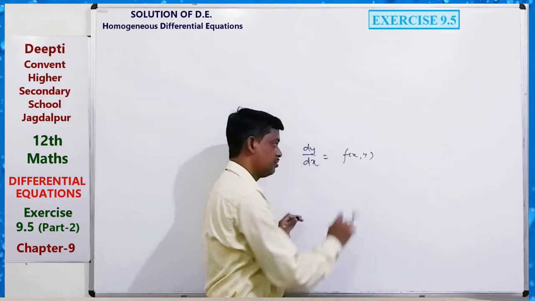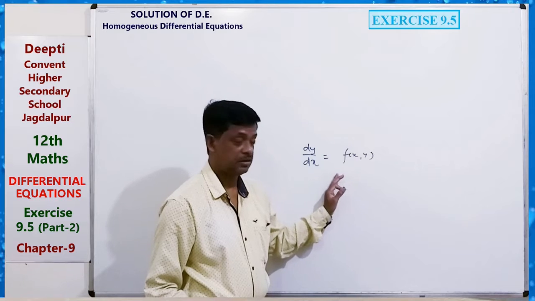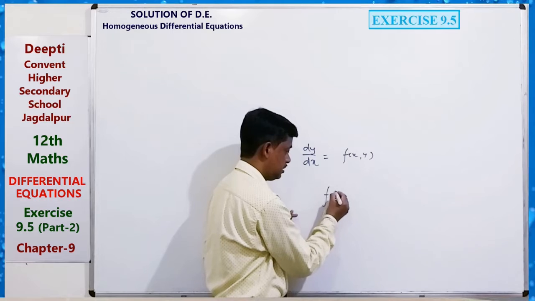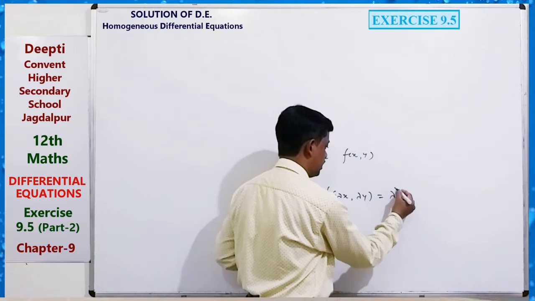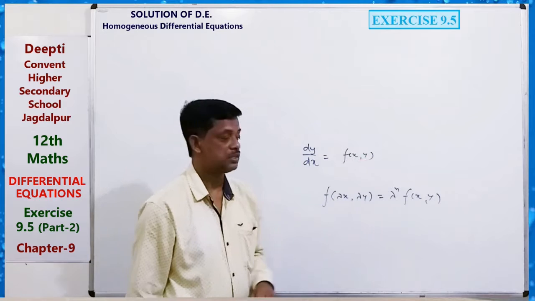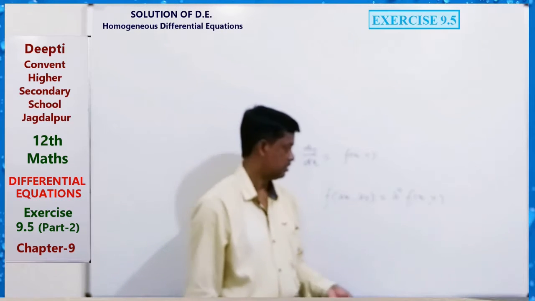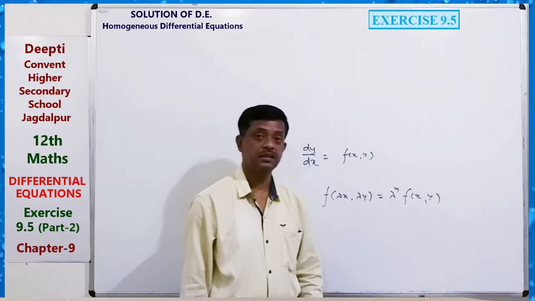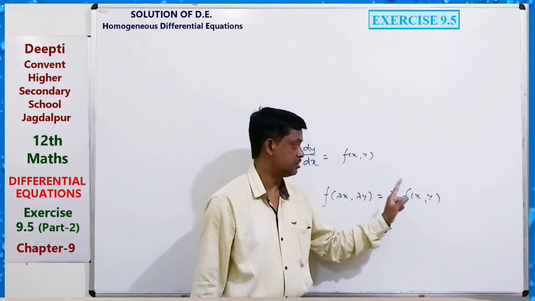For a homogeneous function of nth degree in two variables x and y, we can write: f(λx, λy) equals λ to the power n times f(x, y). That is, in place of x we put λx, in place of y we put λy, and solve it. If we get this form, then we say the function f(x, y) is an nth degree homogeneous function in x and y.